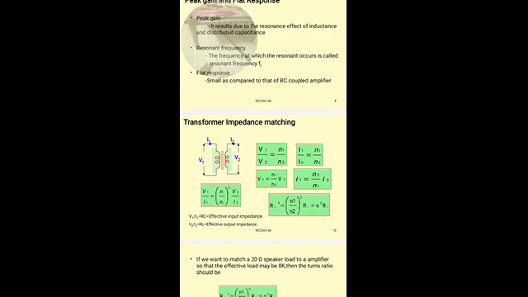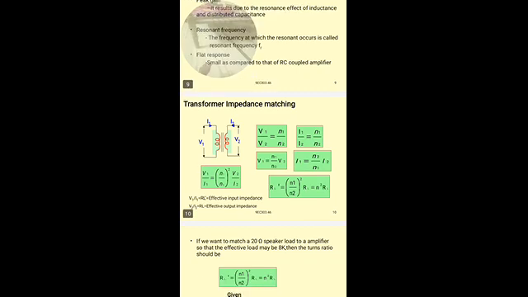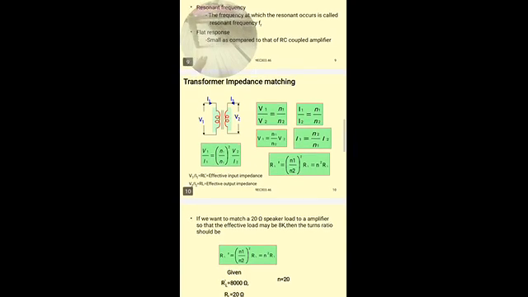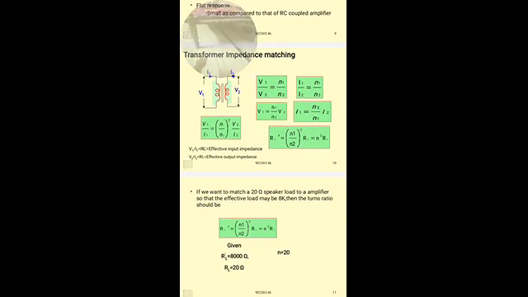or simply RL dash is equal to N square into RL, where N square is the turns ratio, which is N1 by N2. Where V1 by I1 is nothing but RL dash, the effective input impedance, and V2 by I2 is the effective output impedance.